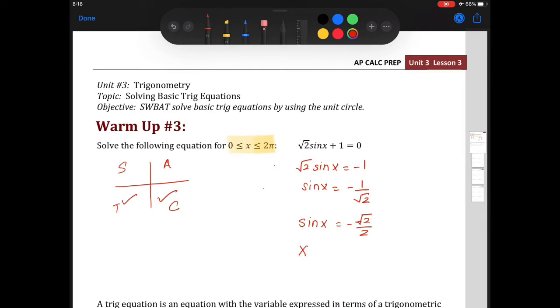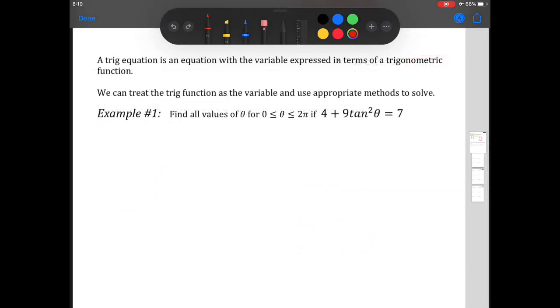So what is x equal to? For what values is x rad 2 over 2? It is actually that pi over 4 family. So it's actually 5 pi over 4 and 7 pi over 4. I can't go further because my domain is between 0 and 2 pi.